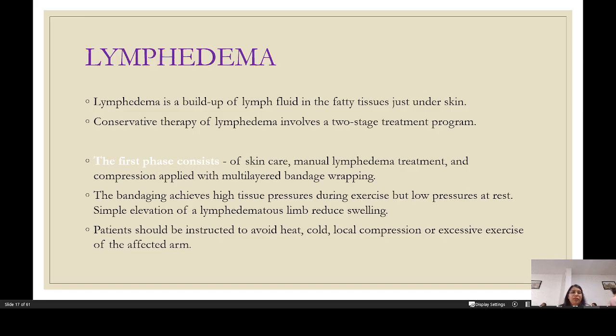Third is lymphedema. Lymphedema is a buildup of lymph fluid in the fatty tissue just under the skin. Conservative therapy of lymphedema involves a two-stage treatment program. The first phase consists of skin care, manual lymphedema treatment, and compression applied with multi-layer bandage wrapping. The bandaging achieves high tissue pressure during exercise but low pressure at rest.